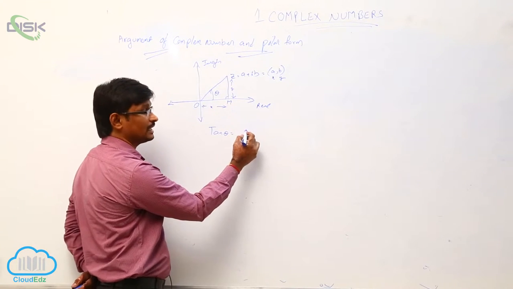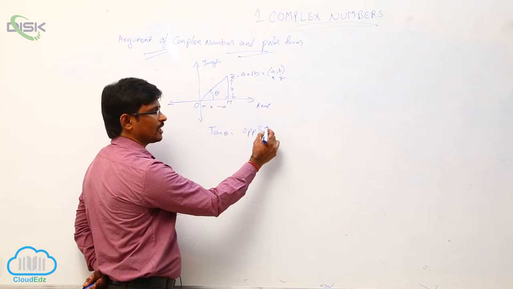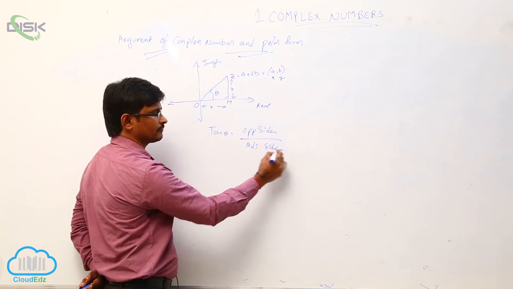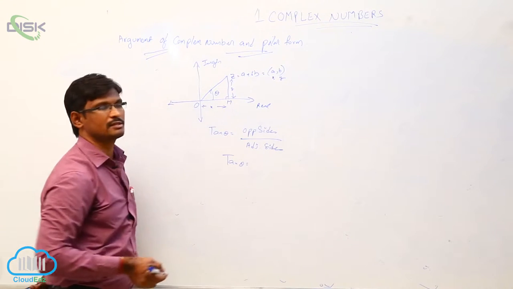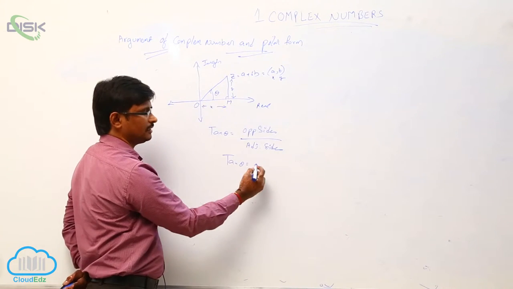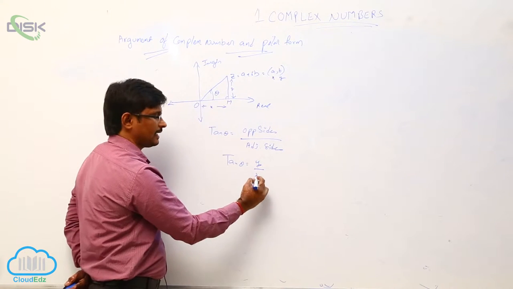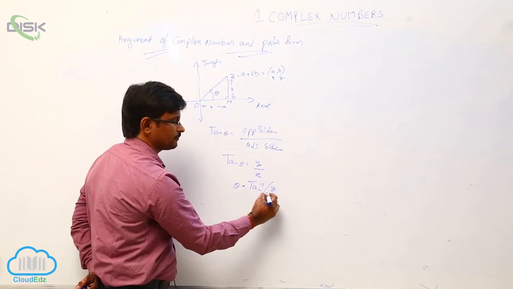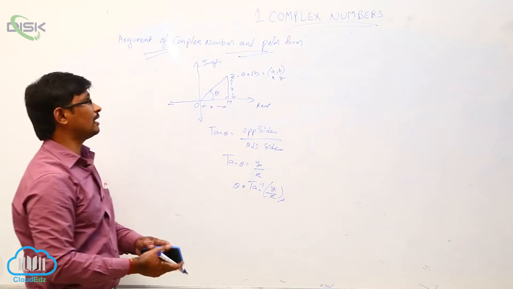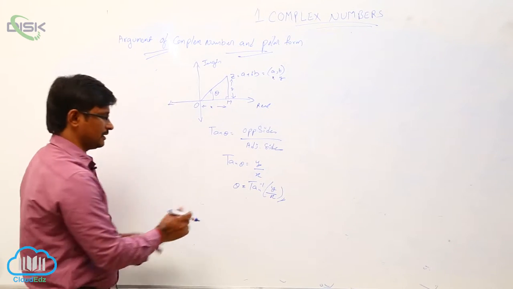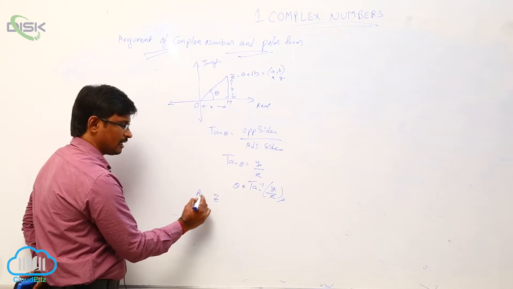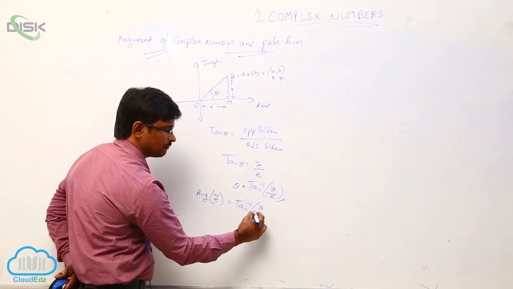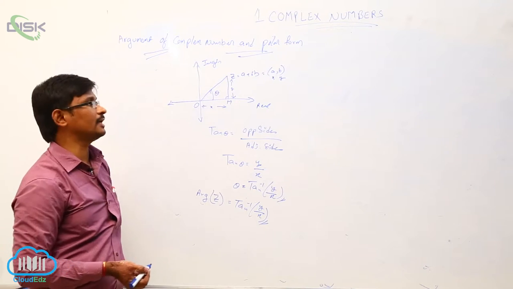From this, tan theta equals, by the sides, opposite by adjacent. For theta, the opposite side is y and the adjacent side is x. So tan theta equals y by x, and theta becomes tan inverse y by x. This is called the argument of the complex number. So if z is a complex number, then the argument of z, denoted by arg z, is defined as tan inverse of y by x.